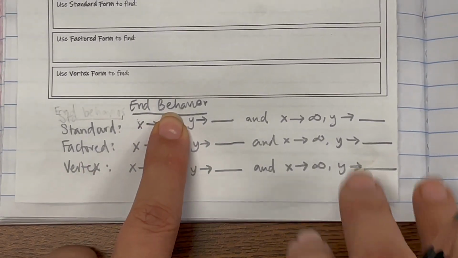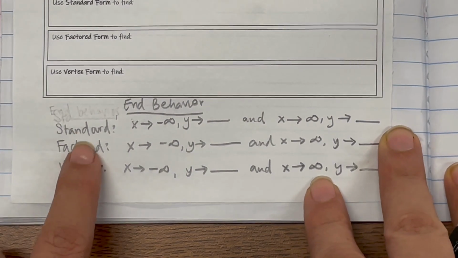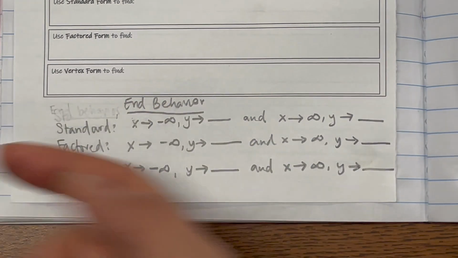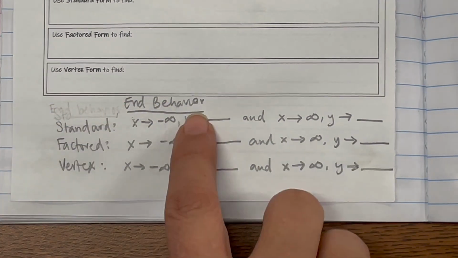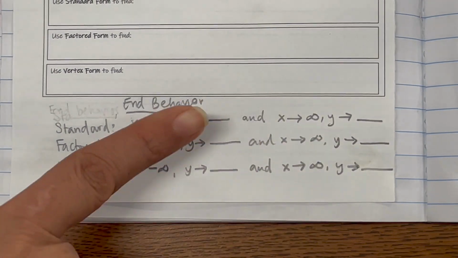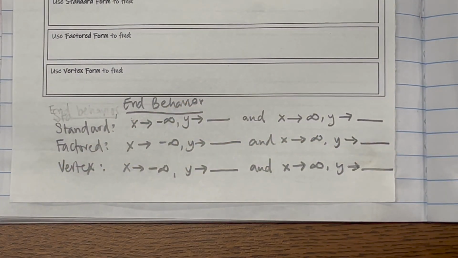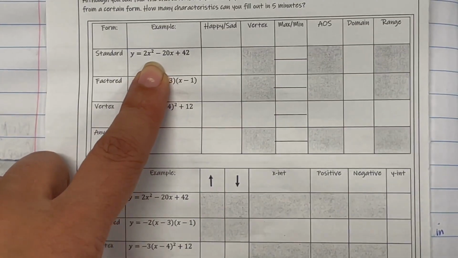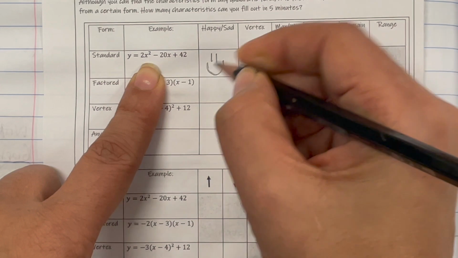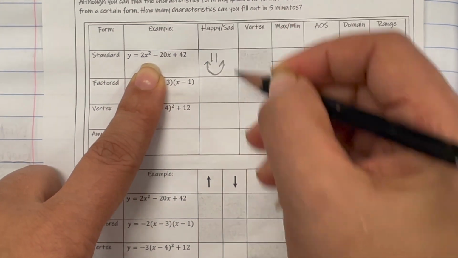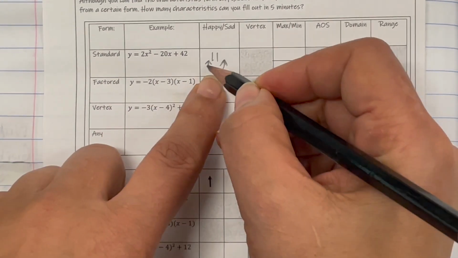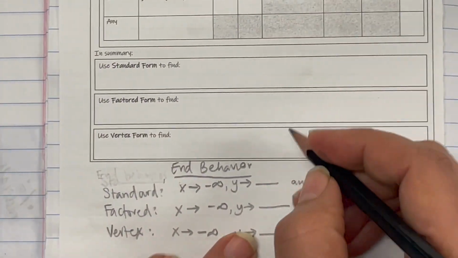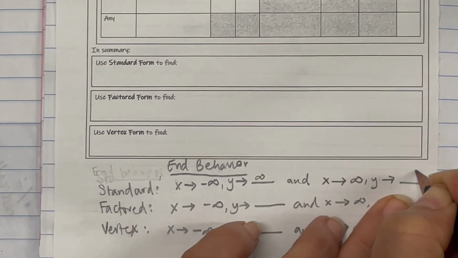We're also going to look at what is happening at end behavior in all standard, factored and vertex form. So as x is going to negative infinity, that means x is going to negative, this way to the left. What's y doing? As x is going to positive infinity, that means x is going this way to infinity to the right. What's y doing? Okay, so knowing that our standard is a happy face, my end behavior is that no matter whether x is going to the left or right, y is going towards the top, which is positive infinity. So for standard, for this example, it is going to infinity.